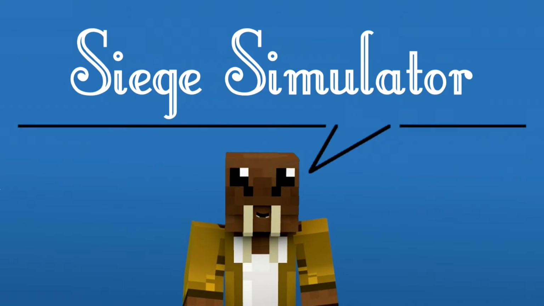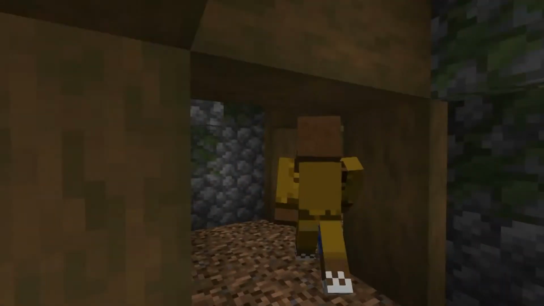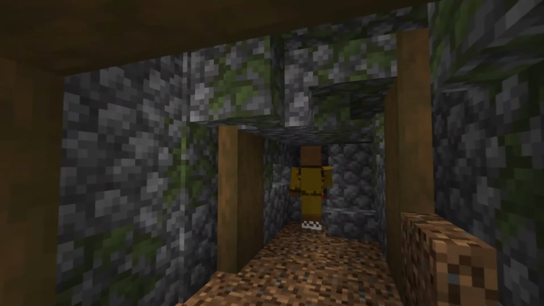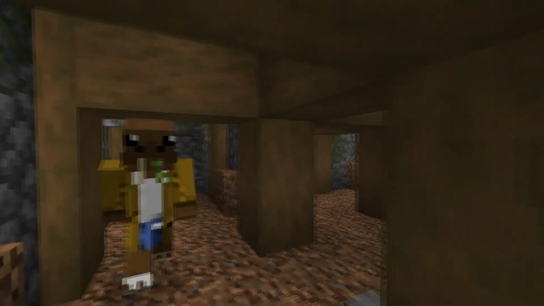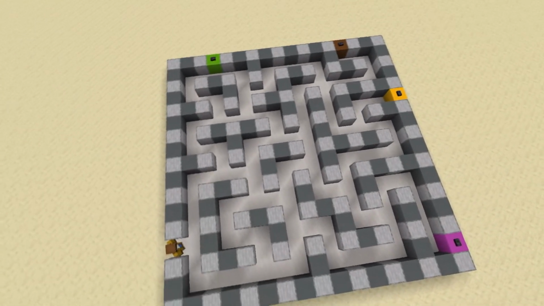Now let's take a look at the maze that will be included in the Siege Simulator. This maze will represent a series of tunnels under the castle where the invader can plant some explosives to make things easier for them and harder for their opponent. There will be 4 different goals, each one giving a specific bonus.